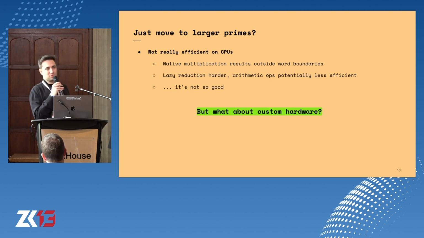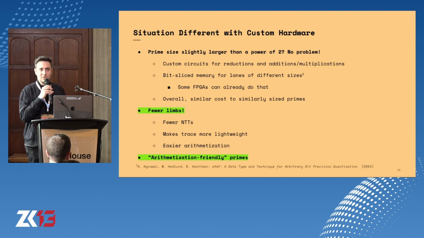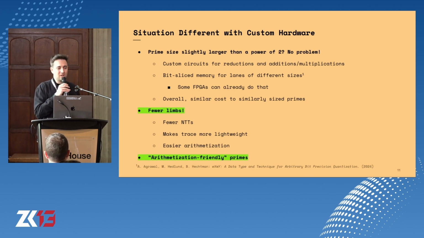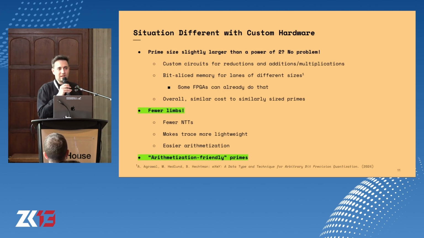But luckily, that's not what this topic is about, because we actually consider custom hardware, right? So what if we just ignore the boundaries we have on a CPU and talk about custom hardware? We immediately see that the situation is very different here, because if we build the hardware for the prime, and the prime size in bits is slightly larger than a power of 2, it's not really a problem, because we can build a custom circuit for the reduction, for the addition, for the multiplication, and so on.